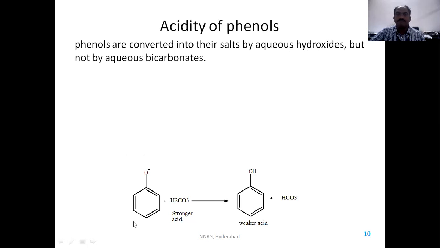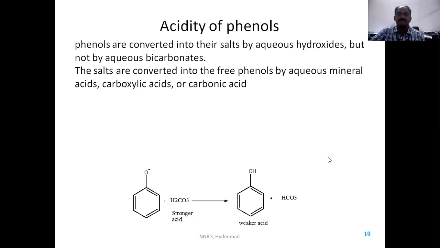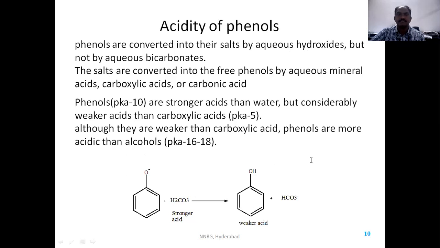But when phenoxide anion is reacted with a strong acid, such as carbonic acid, phenols are formed. So salts are converted into free phenols by aqueous mineral acids, carboxylic acids, or carbonic acid.